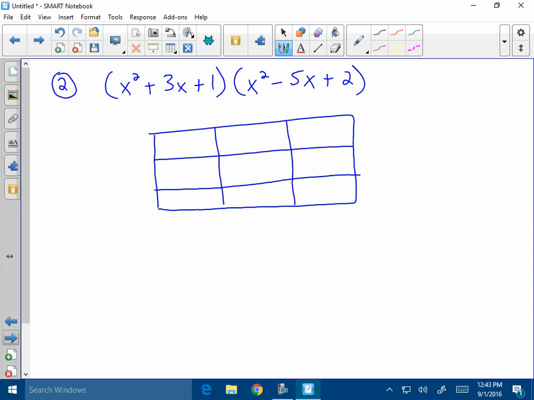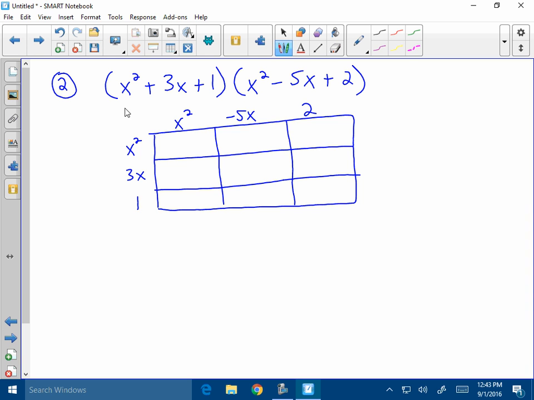All right, I'm going to label my trinomials here. Again, doesn't matter which one you put on which side. x squared, 3x, and 1 across the side; across the top, x squared, negative 5x, and a 2. Okay, and then here I go with my multiplying.